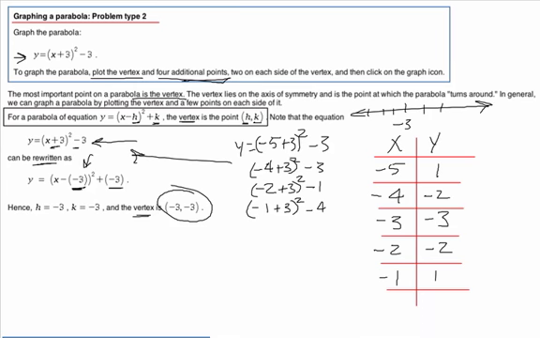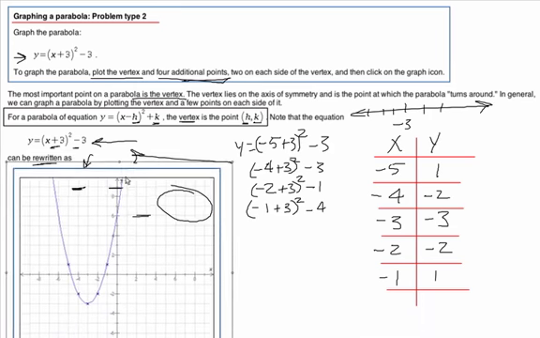Then we can plot that, and here's what we get.